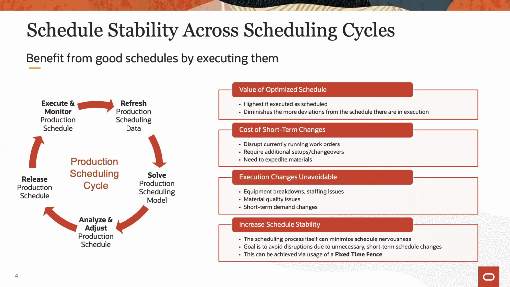Short-term changes cause disruption on the shop floor. They often require additional setups and may lead to having to expedite materials. Some short-term changes cannot be avoided and simply must be dealt with, for example, equipment breakdowns or material issues. But the scheduling process itself should not contribute to schedule nervousness. Instead, it should help increase schedule stability. And this can be accomplished by using a fixed time fence.